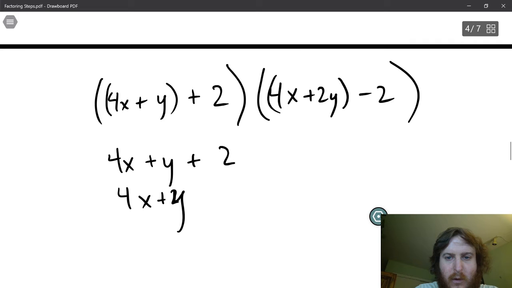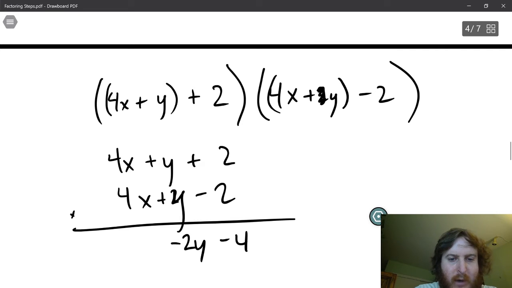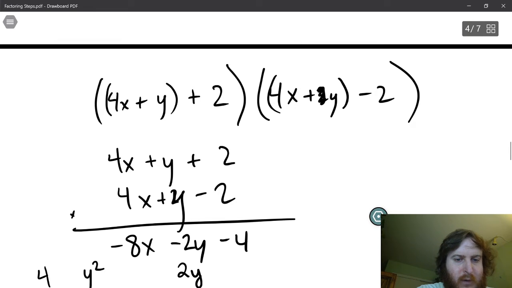It's just y. I like to do this as good review. We're not going to do this a lot, but when we're foiling, it's with two terms. When we have three terms, I like to write them how we would do when we were little kids doing multiplication. Negative 2 times 2 is negative 4. Negative 2 times y is negative 2y. Negative 2 times 4x is negative 8x. Then y times 2y is positive 2y squared. y times y is y squared. I'm going to put it over here because that doesn't have a like term. And y times 4x is 4xy.